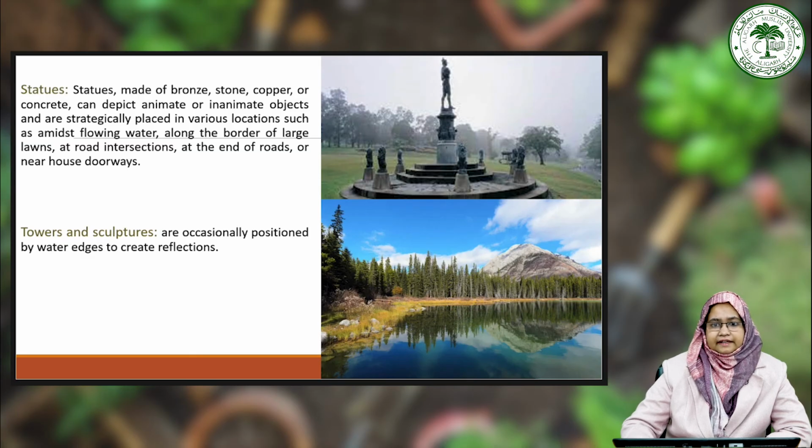Statues of inanimate objects can be used. They are made up of bronze, stone, copper, or concrete. Statues can be placed in the midst of a running stream of water, along the border of a big lawn, at the crossing of two roads, and at the end of a road or near the doorway of the house. The next non-living components, towers and sculptures, are sometimes placed at the edge of water so that they form reflections in the water.